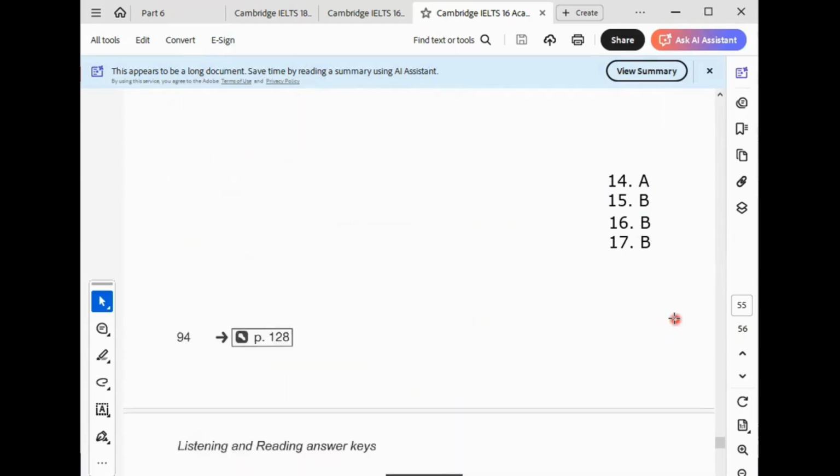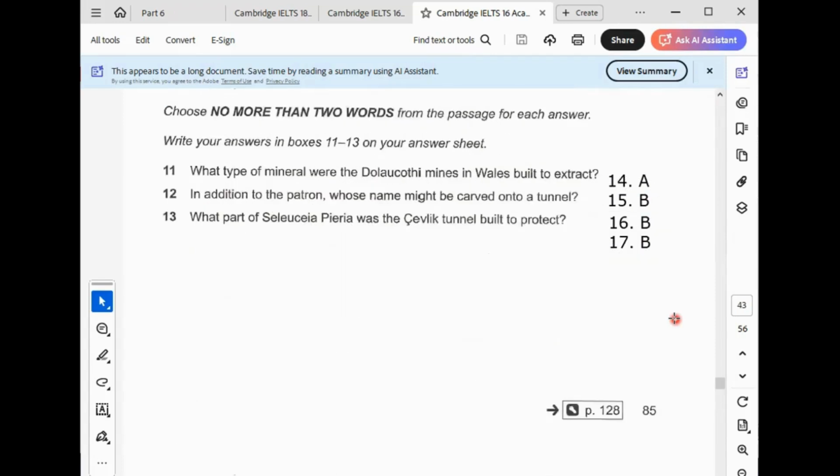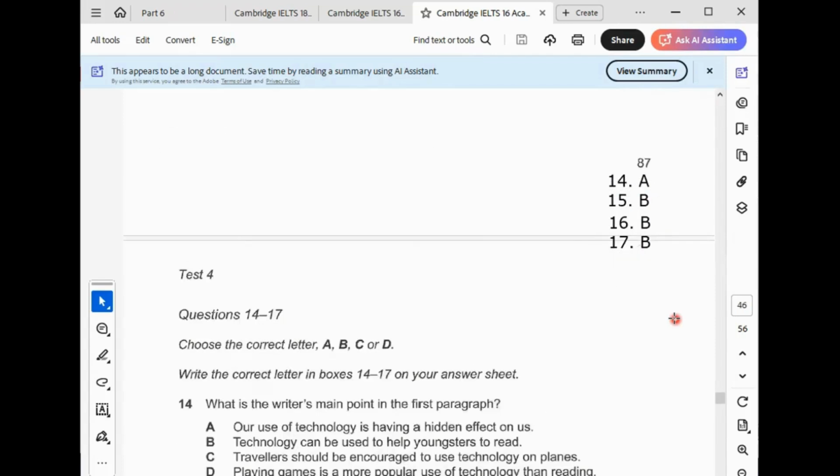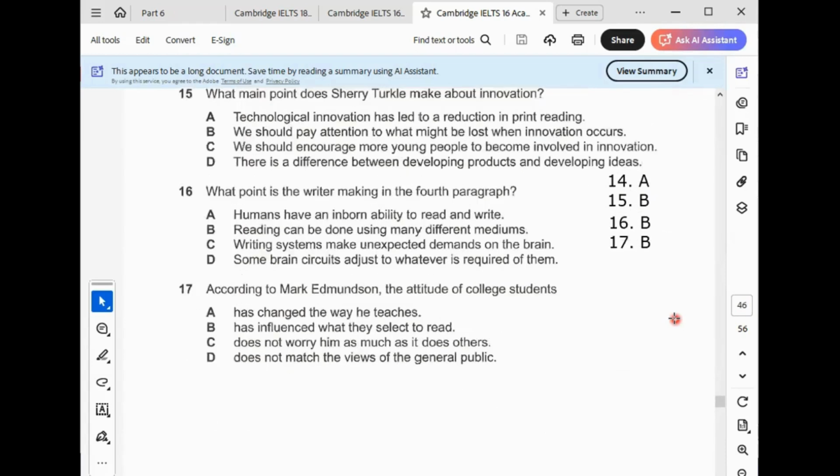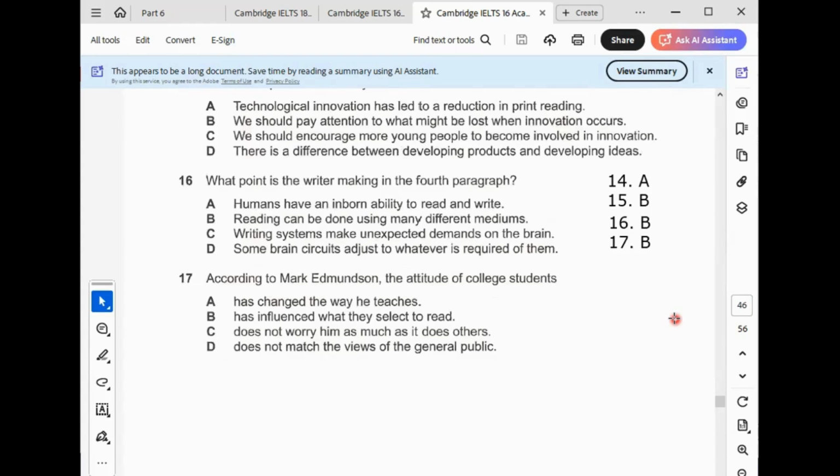Okay, let's go and analyze. Let's analyze and do self-correction. Let me show you how to do self-correction. Self-correction means you need to check why their answer is correct, and then you need to ask yourself how you arrived at your wrong answer. So number 16 is here: what point is the writer making in the fourth paragraph? They said the answer is D: some brain circuits adjust to whatever is required of them. I think I remember this, where I was asking which brain circuits. So I need to go and check and be sure of this sentence.